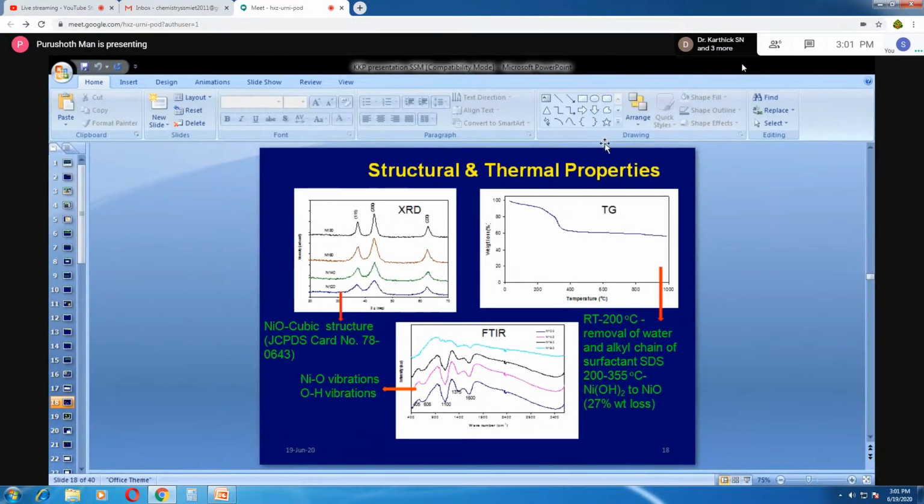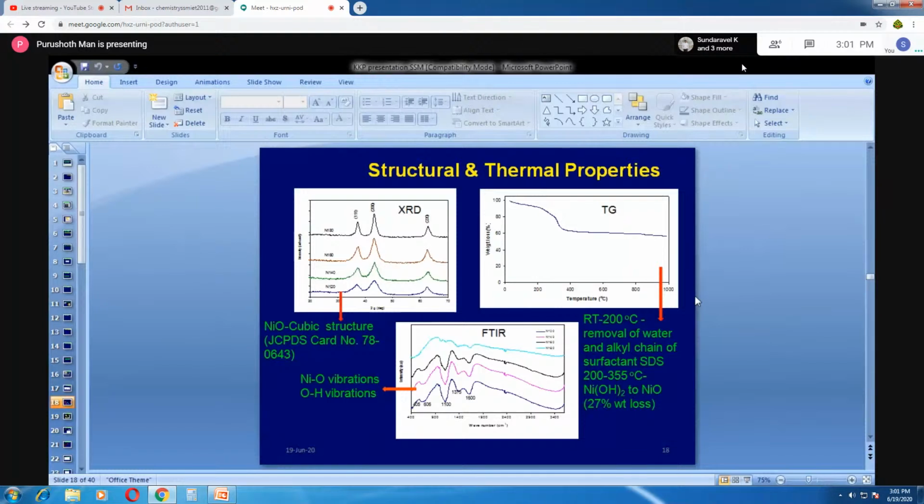Structural and thermal properties have been studied by using X-ray diffraction analysis, thermogravimetric analysis, and FTIR analysis. From the XRD studies, we can reveal that it created the NiO structure according to the JCPDS code number 780643. From the thermogravimetric analysis, we can observe at what temperature the nickel hydroxide changes into nickel oxide. Just observe this curve. Between room temperature and 200 degrees Celsius, the water and the alkyl chain of the SDS surfactant have been removed.